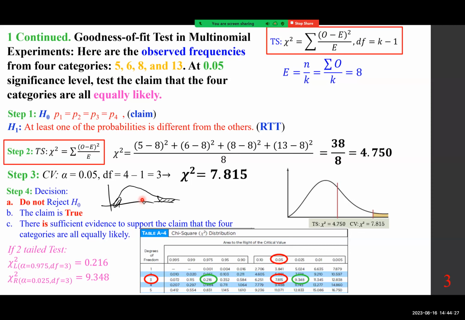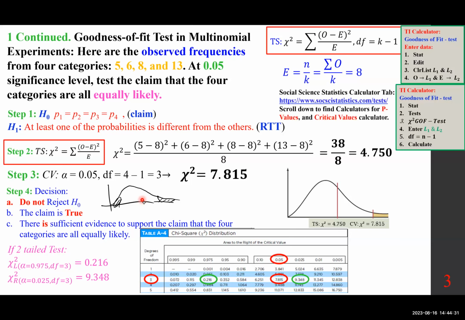Again, you don't have to do this by hand, so I'm going to quickly show you. It's important to understand the concept. And again, this is an online calculator. If you go with TI, you are going to clear list L1 and L2, and you go with stat test, chi-squared GOF. GOF stands for goodness of fit, L1 and L2.